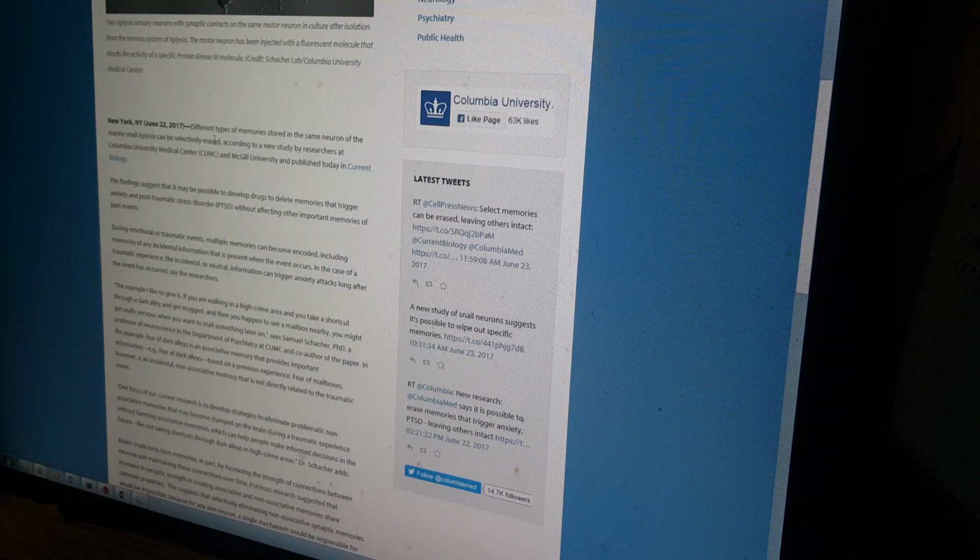This one came from Columbia.edu. They're both about the same, but I felt like this article was better. So in any case, let me continue. Different types of memories stored in the same neuron of the marine snail, Aplysia, can be selectively erased, according to a new study by researchers at Columbia University Medical Center, CUMC, and McGill University, and published today in Current Biology. The findings suggest that it may be possible to develop drugs to delete memories that trigger anxiety and post-traumatic stress disorder without affecting other important memories of past events.